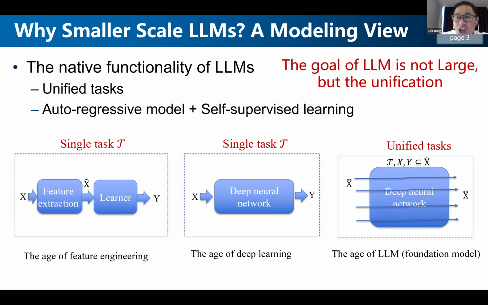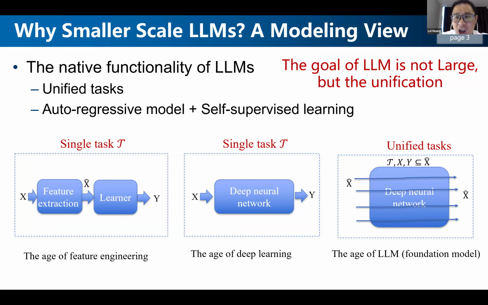So, in the age of deep learning, we can train a deep neural network end-to-end for a given task without using feature engineering. In particular, with the progress of deep learning, we can train many tasks given various inputs and outputs end-to-end. But in this age, we need a different deep neural network for different tasks.